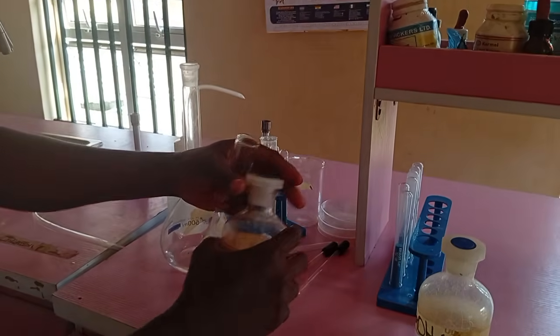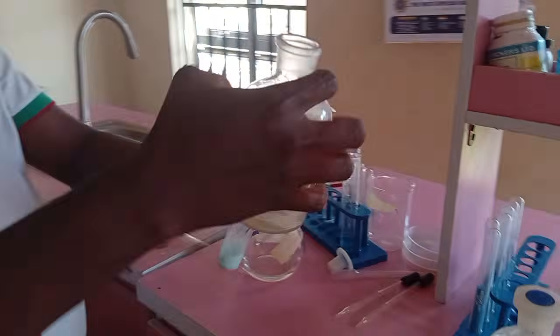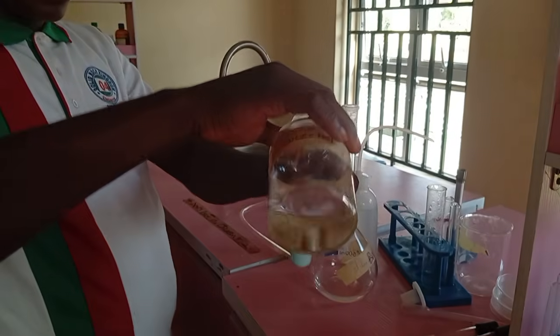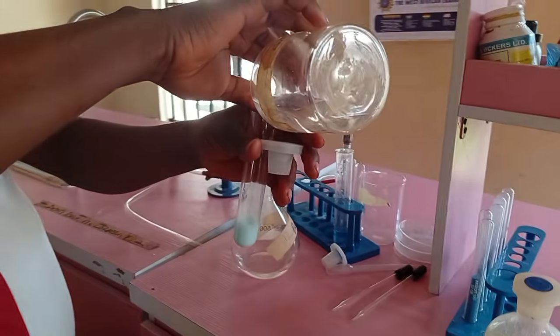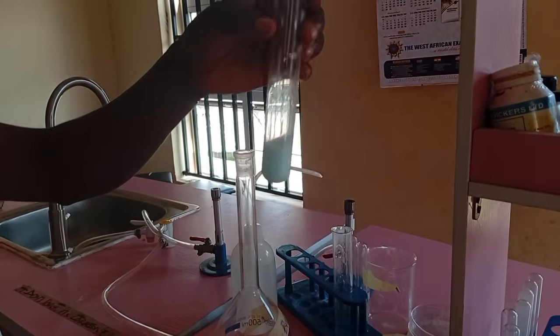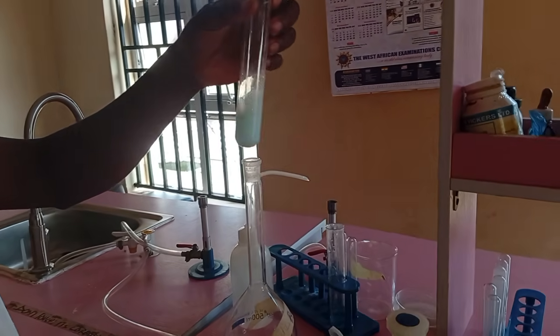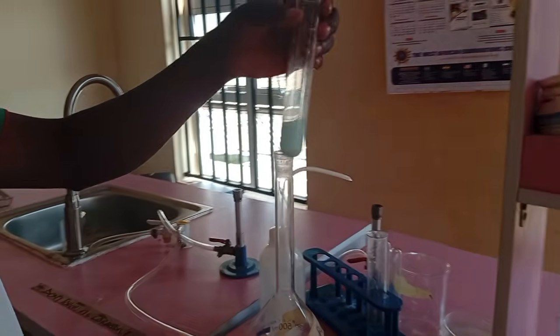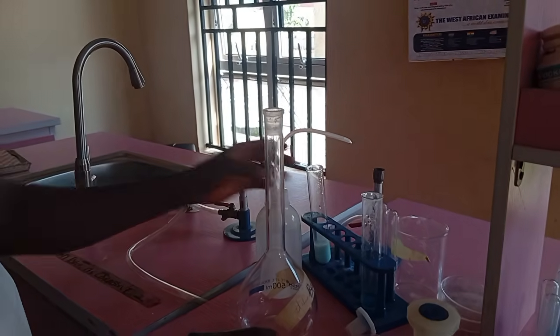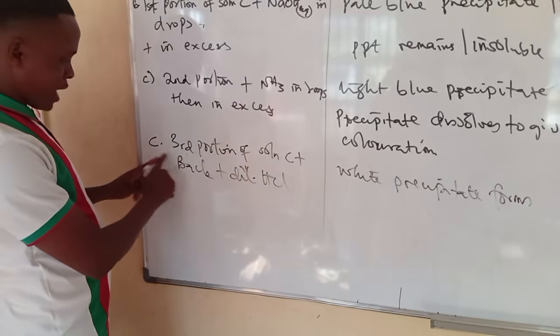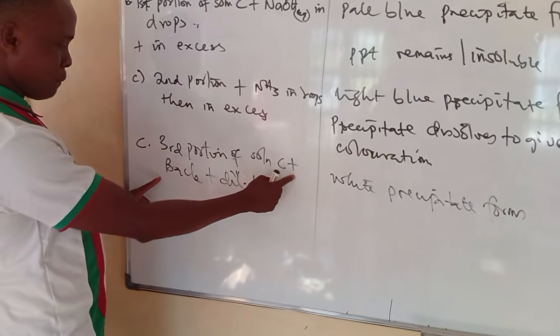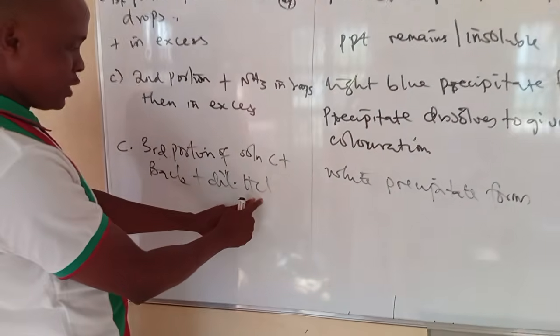Okay, that is there. Then we now add dilute HCl to it. Okay, you see, we still have what? White precipitate of barium sulfate. It's an insoluble salt. Now we can report. Then C, we have third portion of solution C plus barium chloride plus dilute HCl.